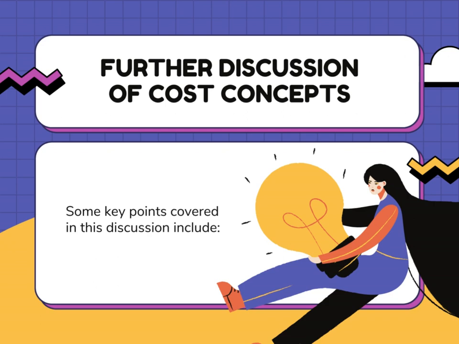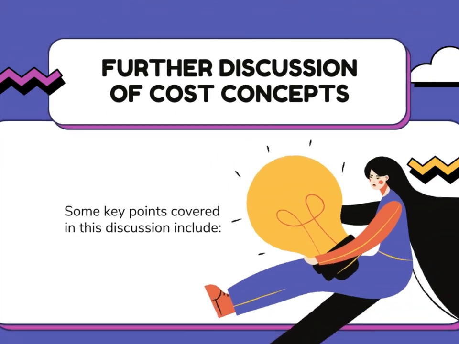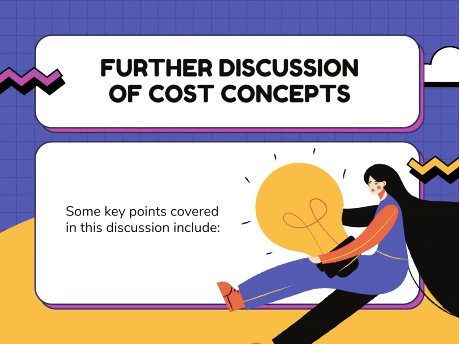Implicit costs represent the opportunity cost of using resources in a particular way. They are not directly visible in the accounting records, but they reflect the value of resources that could have been used elsewhere. For example, the loss of income from using savings to start a business is an implicit cost.